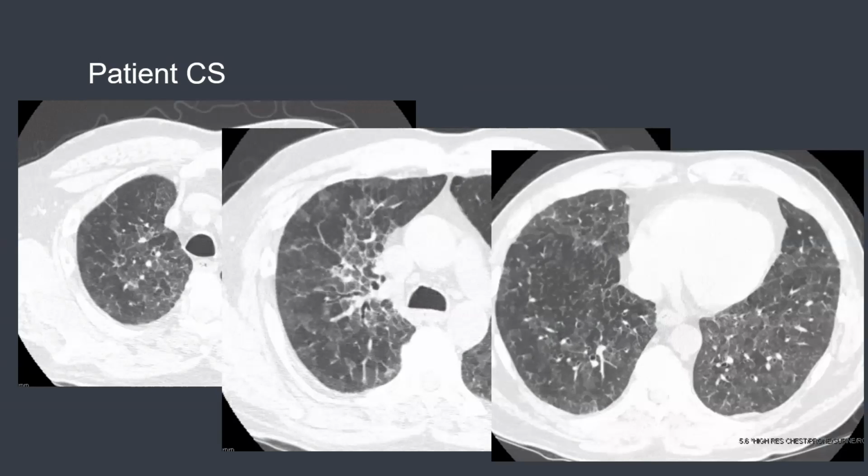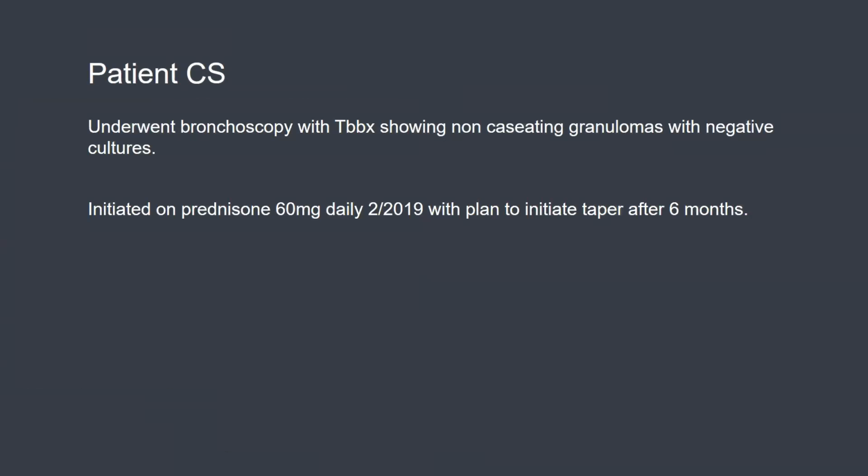I didn't have the images from 2012 to compare and say whether he had the same findings at that time or not. At this time, he's still at the outside hospital and undergoes a bronchoscopy with transbronchial biopsy showing non-caseating granulomas. Other workup for infectious etiologies was unremarkable, and so essentially he was diagnosed with sarcoidosis. They started him on prednisone 60 milligrams daily with a plan to continue this for 6 months and then decrease the dose.